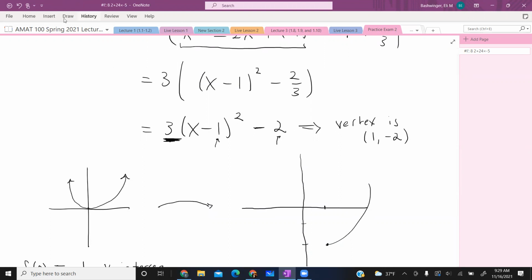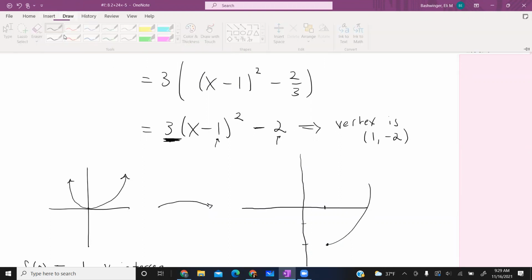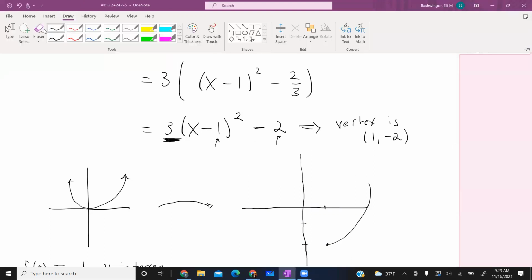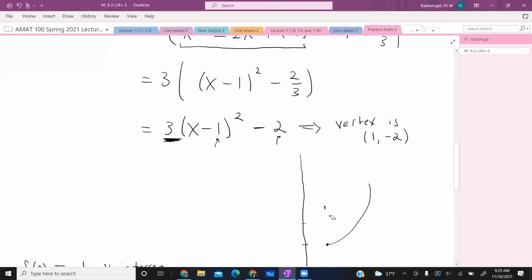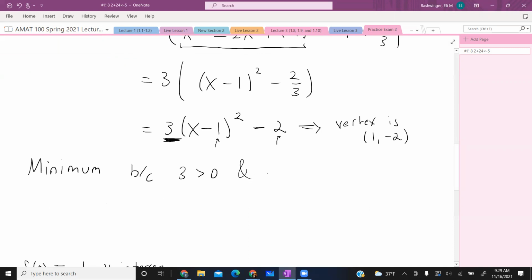So let me get rid of this right here so I can write down the minimum and the maximum. So yeah, once you're in standard form, you can clearly see that it is just a transformation of x squared, and this will have a minimum because 3 is positive, and therefore the graph opens up from the vertex (1, -2).